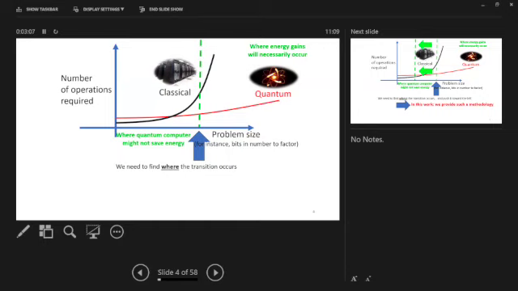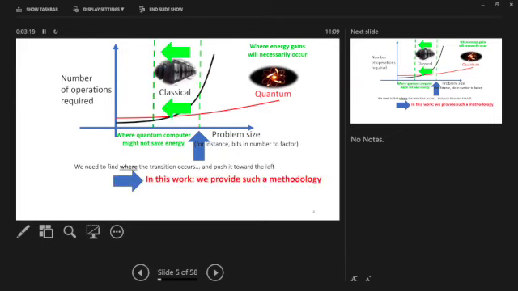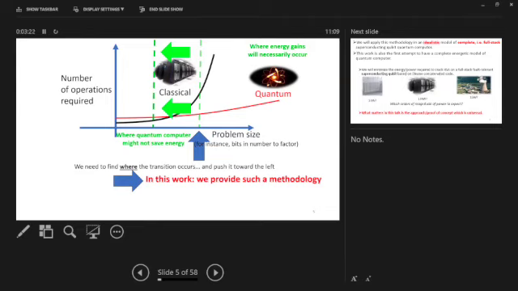But what is not clear is when this transition occurs, the moment the quantum computer saves energy compared to the classical computer, because this crossing could be very different from the crossing in computational time. It could occur at different places. So the goal of this work is to find where it occurs and to put this transition where the quantum computer saves energy the earliest possible, for the smallest problem size. This is what it means to make an energy efficient quantum computer: making it save energy for the smallest problem size you can have.